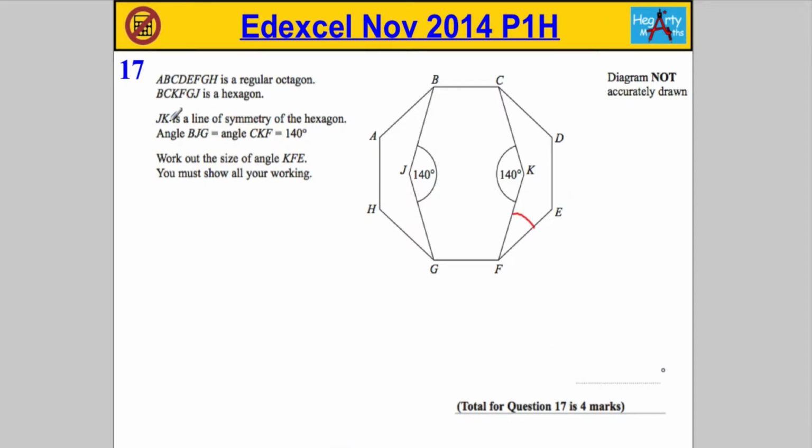Now we were told that JK is a line of symmetry. That's quite useful. That means we have a straight line going from here, if you imagine it, right the way across, and that line must bisect this angle here. So I now know that this angle here, the angle JKF, must be 70 degrees. And I also know that this angle here, KJG, must be 70 degrees.